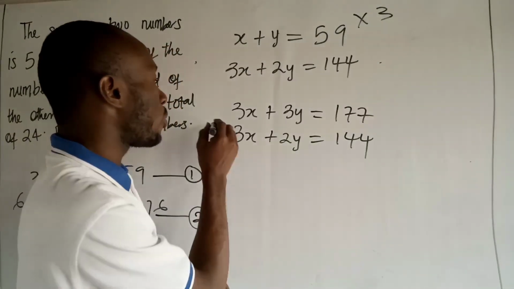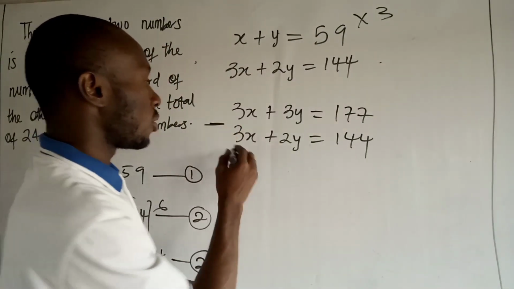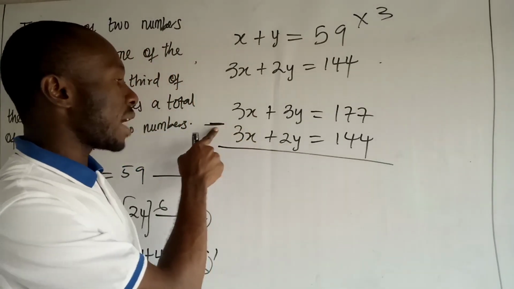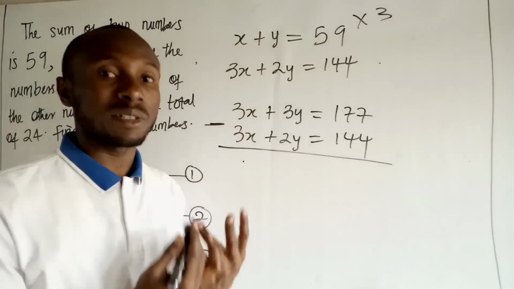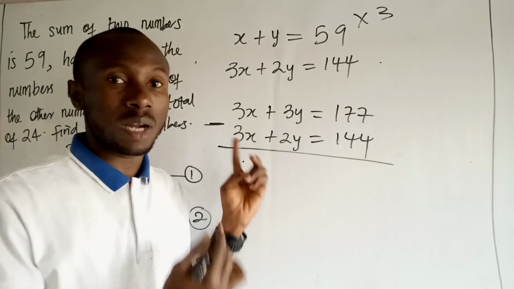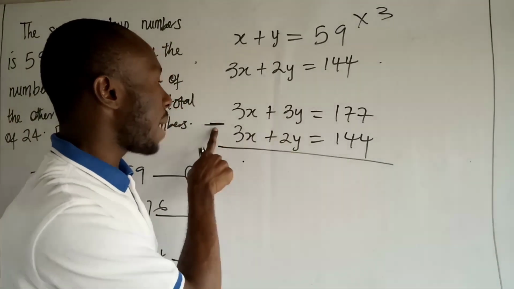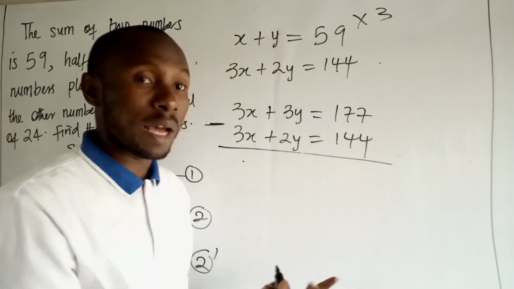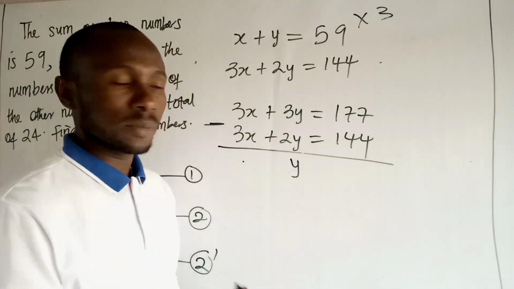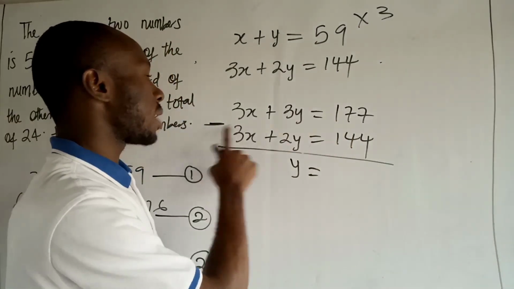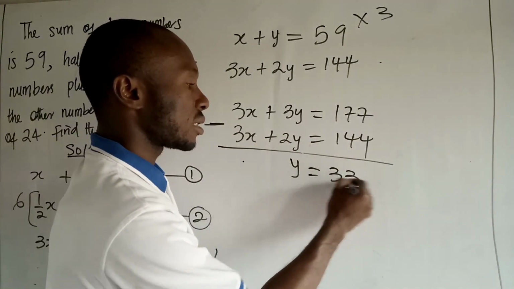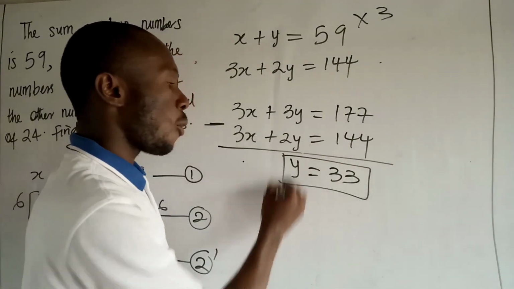So I can easily eliminate them. When I subtract, 3x minus 3x will give me 0. That is the reason why I want them to have the same quantity, so I can eliminate them. Now we have only the variable y. 3y minus 2y will give me 1y, which is the same as just y. And of course, 177 minus 144 will give me 33. So this is the value of y.